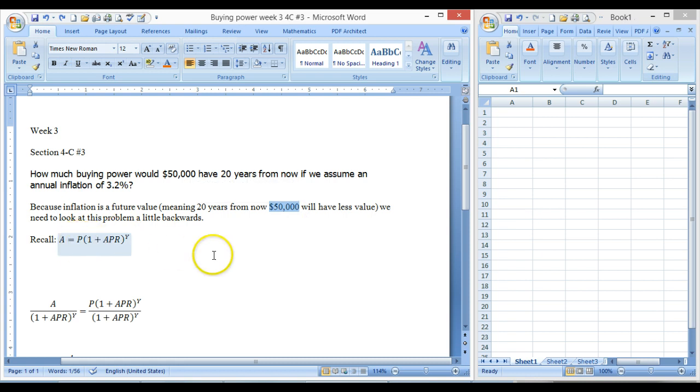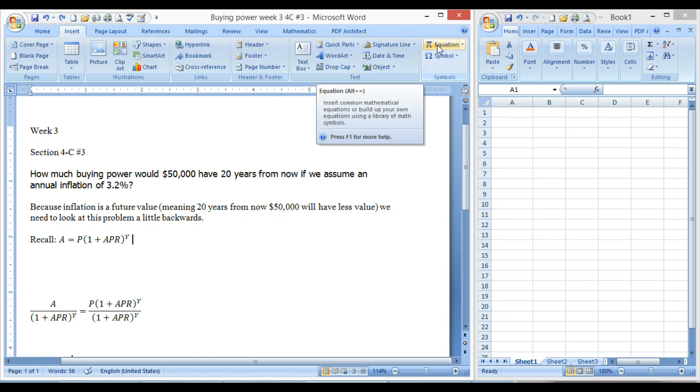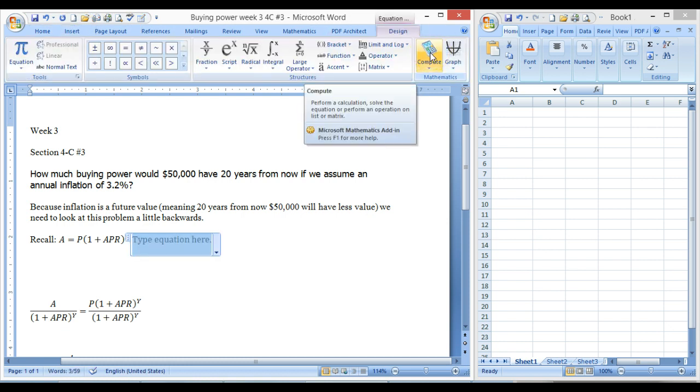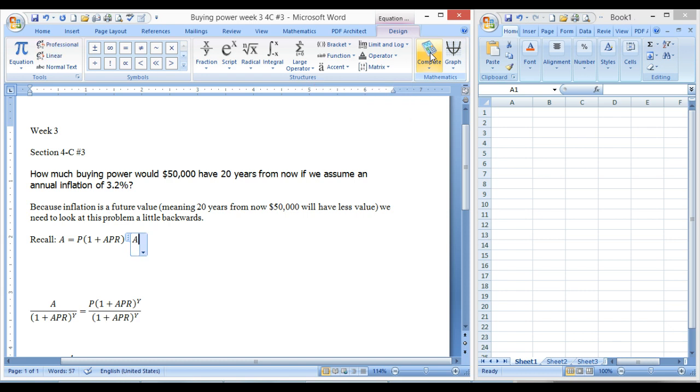So I type this in using the equation editor by Insert, Equation, and I typed it all in. I'll hurry and do that quickly just in case you haven't seen me do this yet. I just typed in my formula A equals P, and then parenthesis 1 plus APR close parenthesis, using Shift 9 and Shift 0 for the parentheses. Then I do Shift 6 for the caret to raise it to the Y, and I'm going to capitalize my Y. Then if I press the space bar, it'll just format it for me.